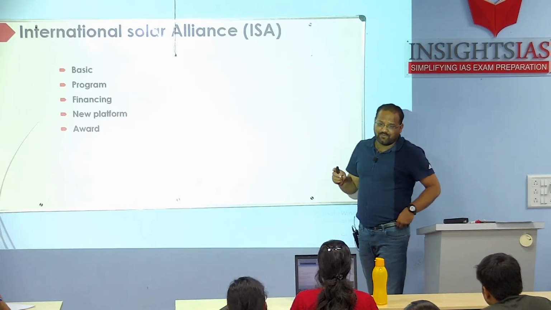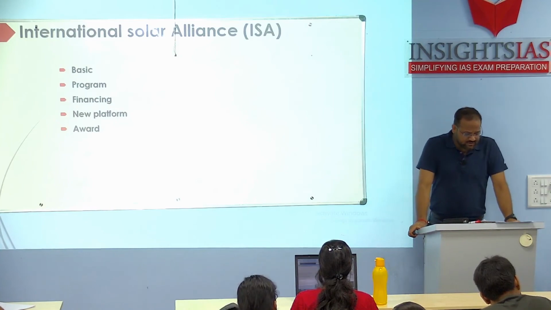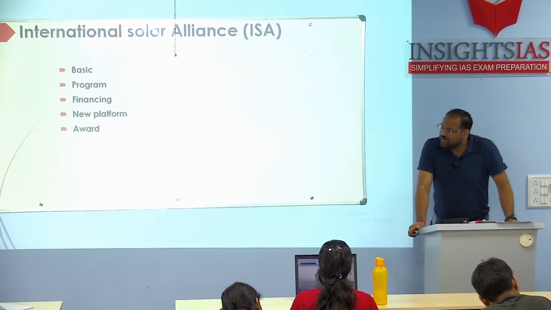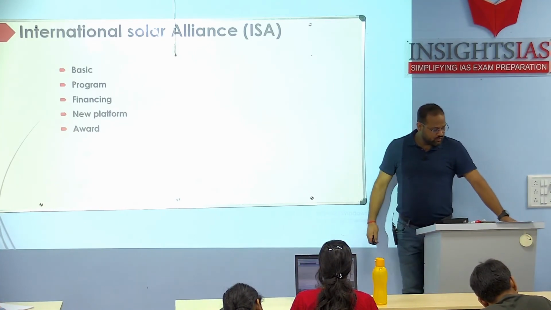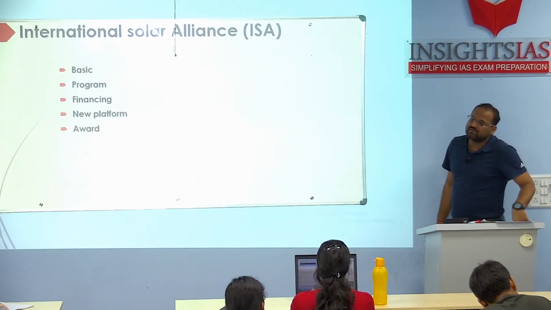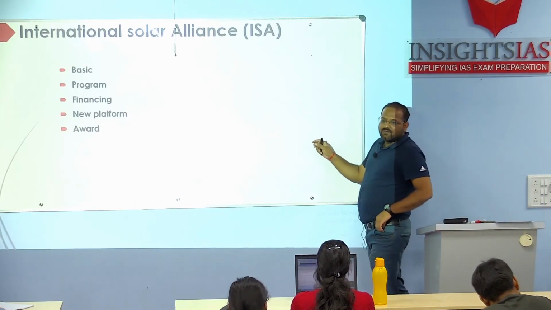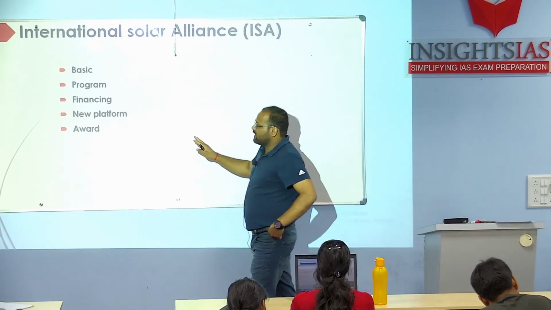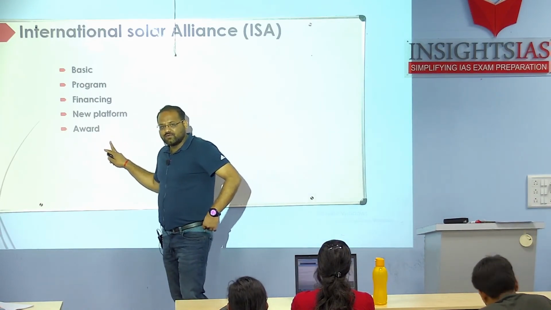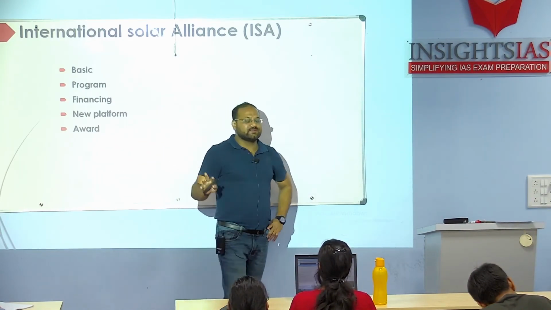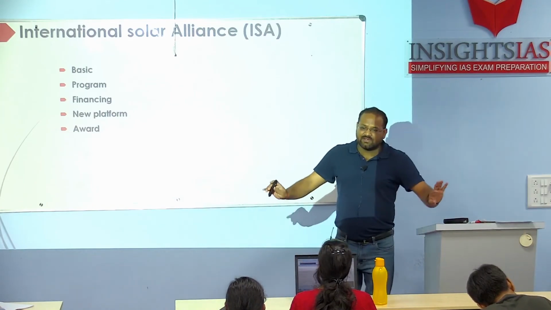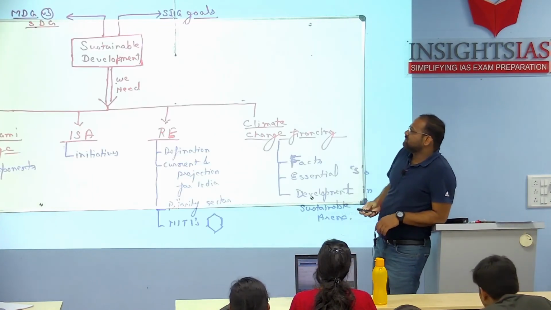What is the name of the platform? Action to Transaction. And they have also devised one award to appreciate solar scientists. So all these are bits and pieces with respect to the International Solar Alliance. This is it with respect to this chapter, okay.